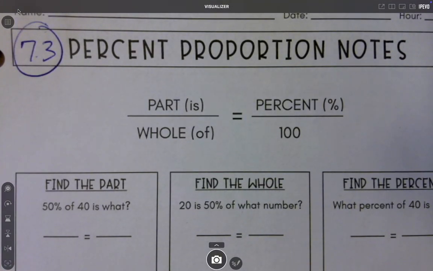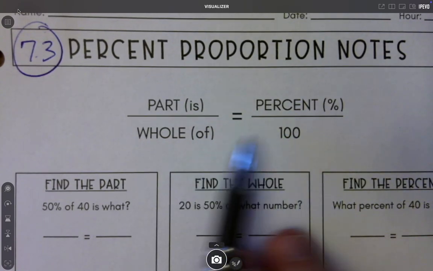All right, we dealt with how to convert from percents to decimals, percents to fractions, and vice versa. Now we're going to talk about percent proportions. So this is more solving questions about percents. What's really important to remember is this proportion right here.